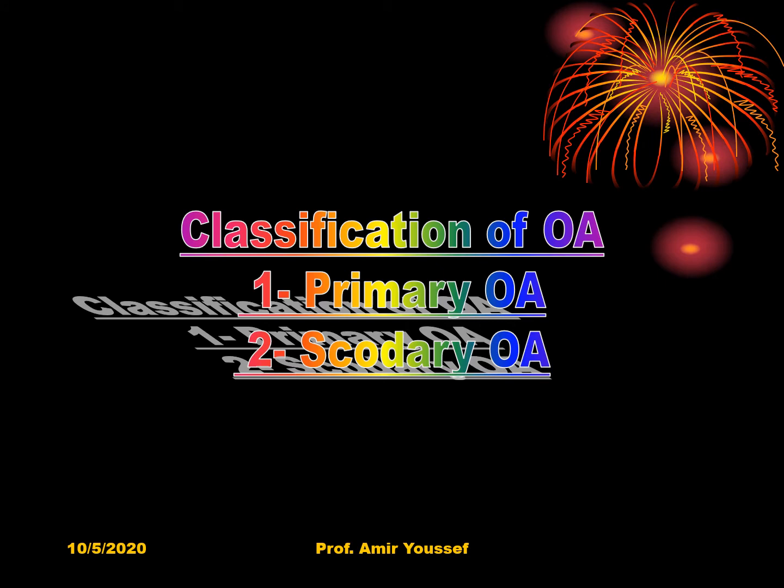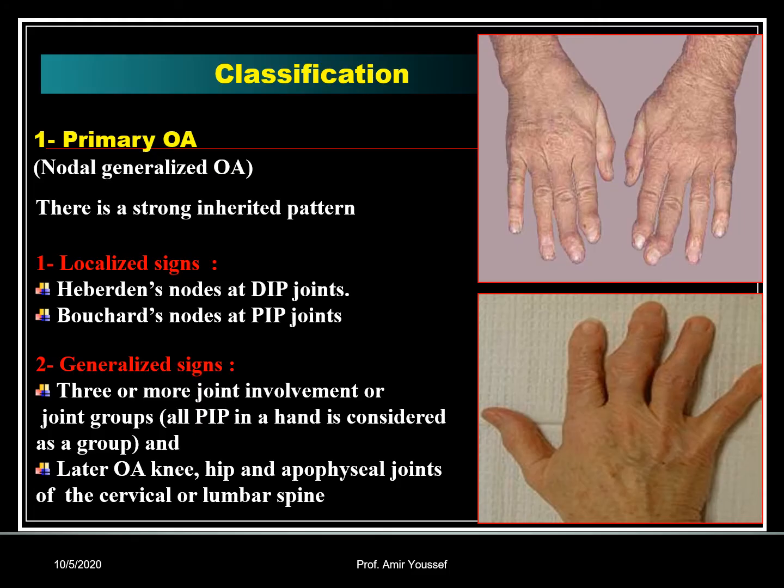Classification of osteoarthritis. We have primary osteoarthritis and secondary osteoarthritis. Primary osteoarthritis, or nodal generalized osteoarthritis, has a strong inherited pattern. Number one, localized signs such as Heberden's nodes at distal interphalangeal joints, as you see here, Heberden's nodes, Bouchard's nodes at proximal interphalangeal joints, as you see here.